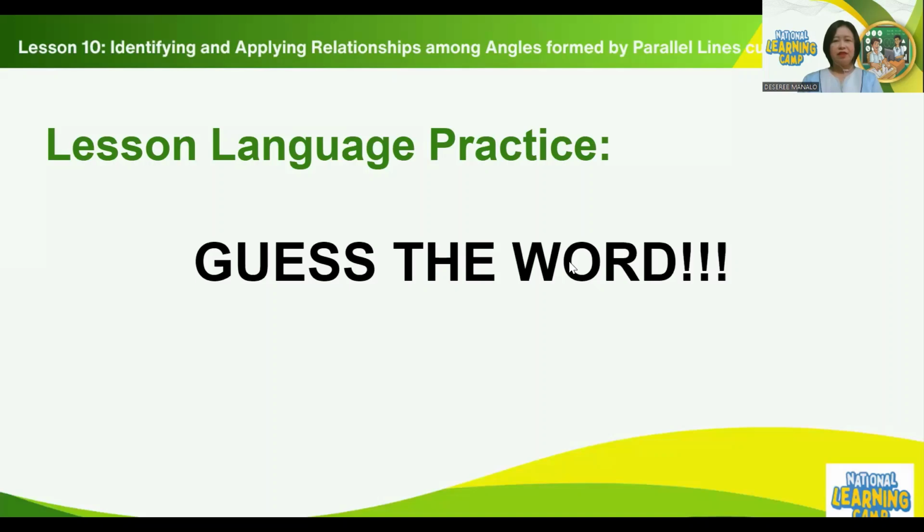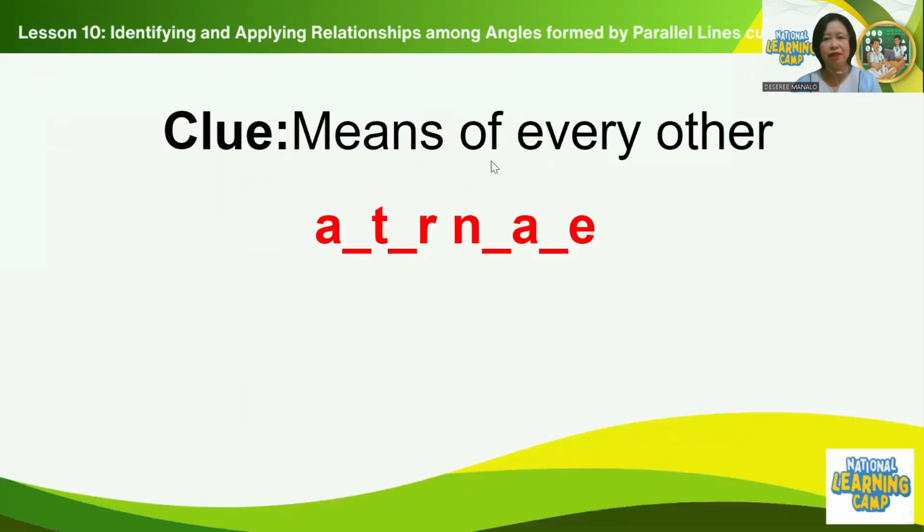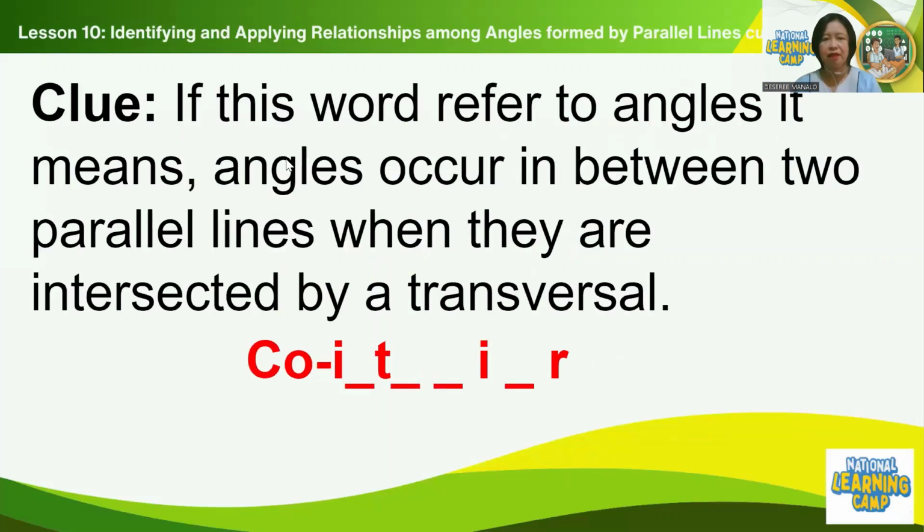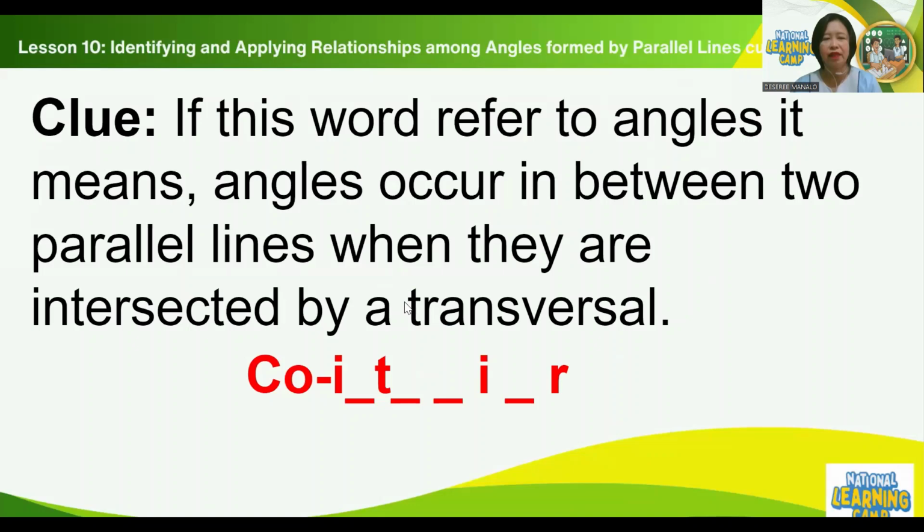The next one, language practice. We're going to guess the word. Pause the video again to answer the given. Means every other. What word is this? Alternate. Next, if this word refers to angles, it means angles that occur in between two parallel lines when they are intersected by a transversal. What word is this?